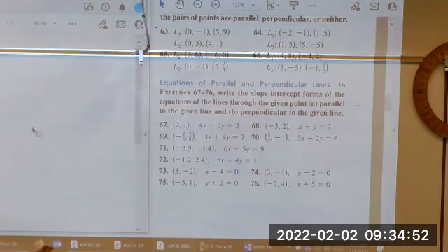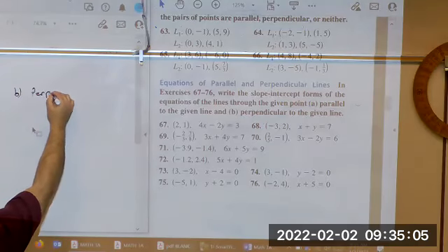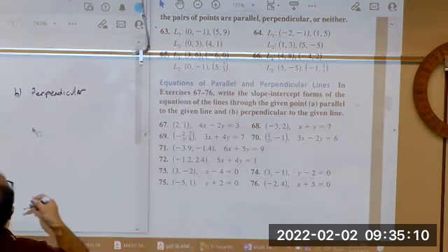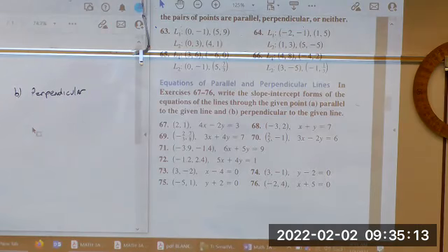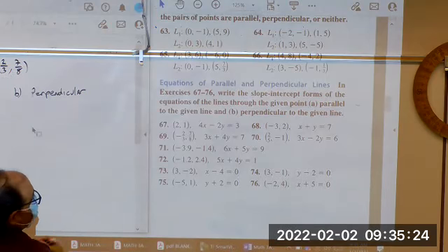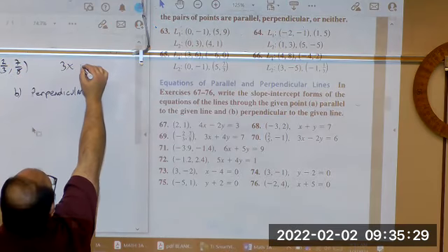So we want 2 things. We need parallel and we need perpendicular. Okay. 69. A, which is parallel. And B, we're going to be perpendicular. And goes through the point negative 2/3, 7/8. And the equation of the line is 3x plus 4y equals.